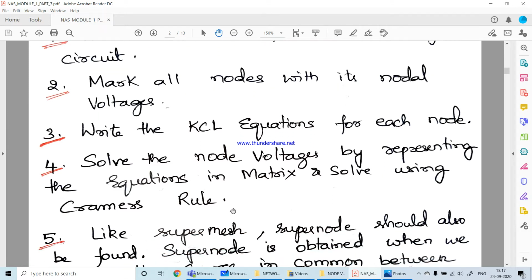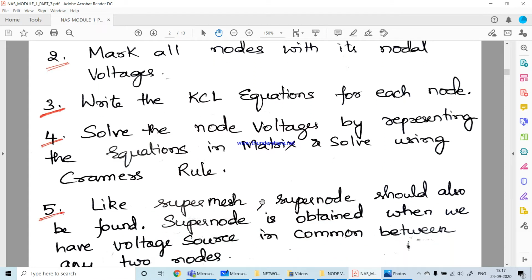After writing KCL equations, we get some equations which we can convert into matrix form, and then we all know that the matrix solution can be found by solving using Cramer's rule.